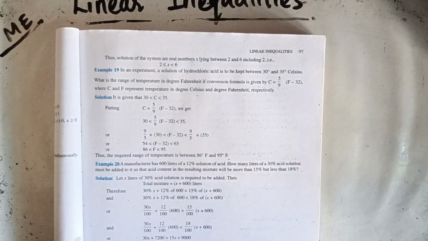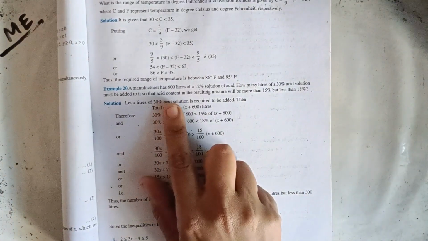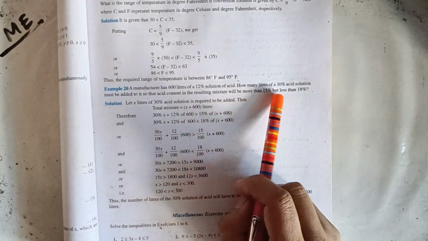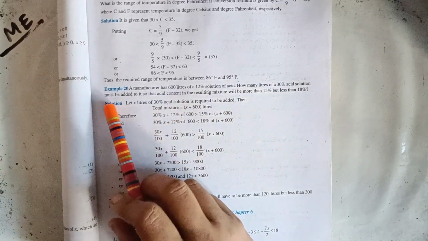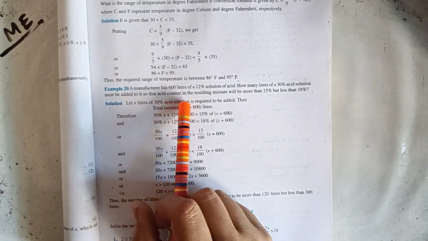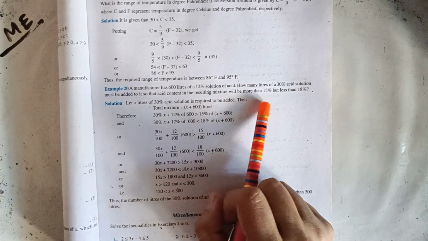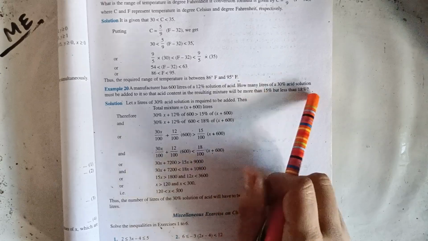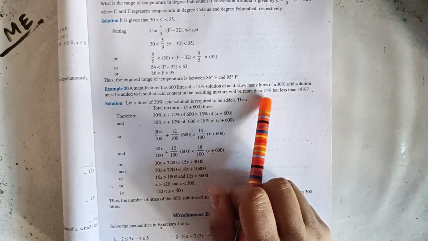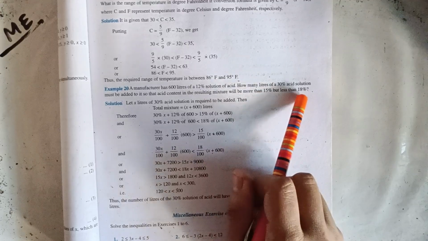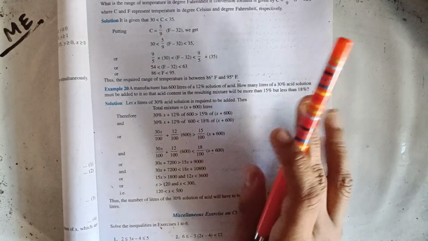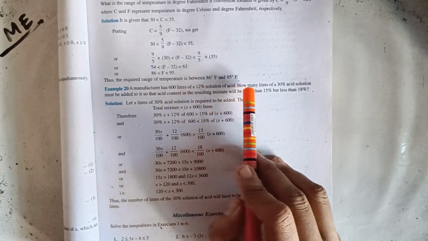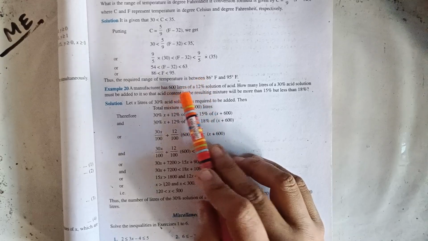Okay, next question is, a manufacturer has 600 liters of a 12% solution of acid. How many liters of 30% acid solution must be added to it so that the acid content in the resulting mixture will be more than 15% but less than 18%. So here they have given the less than and greater than, that is, this is greater than and this is less than, so in between this, that thing is there. Okay. So the manufacturer has 600 liters of 12% solution of acid. So he has 600 liters.